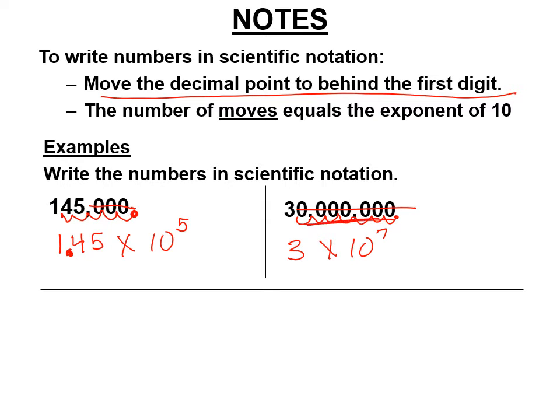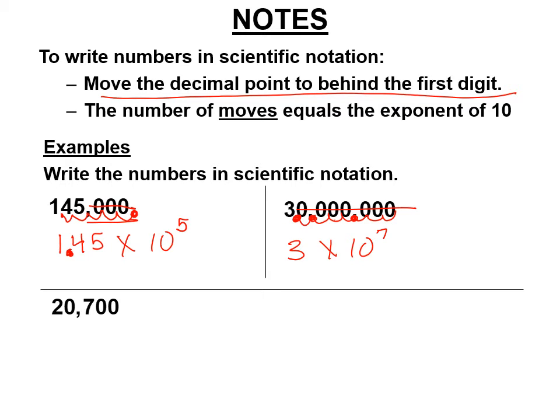So here the zeros match, but here they don't. And so please, how many zeros there are is not the rule. It's how many moves of the decimal point. Now the comma helps you because the comma is every 3, right? So there's 3, 6, and then one more to get behind the 3, right? It's not in front of the 3, it's behind that first digit.